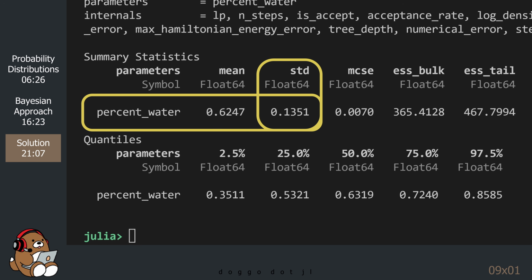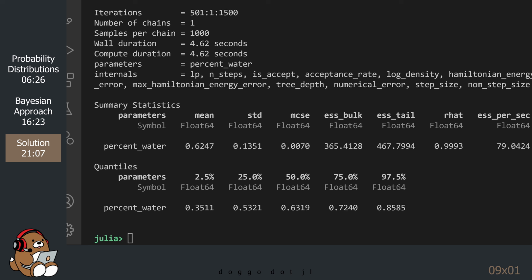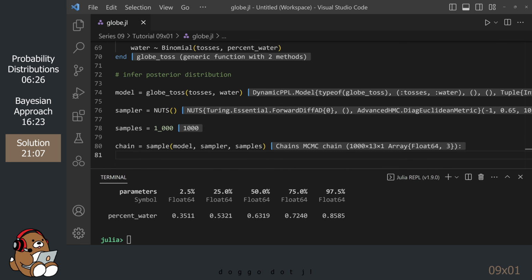Also, notice that the standard deviation is around 14%. So the percent of water could be anywhere from roughly 50% to roughly 80% if the true value is within one standard deviation of the mean. If you look at the quantiles table, you can see that the percent of water ranges from the 30s at the low end up to the 80s at the high end. Note that the samples are drawn randomly, so your results will look different.